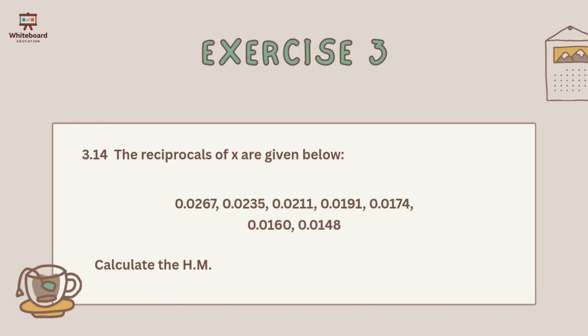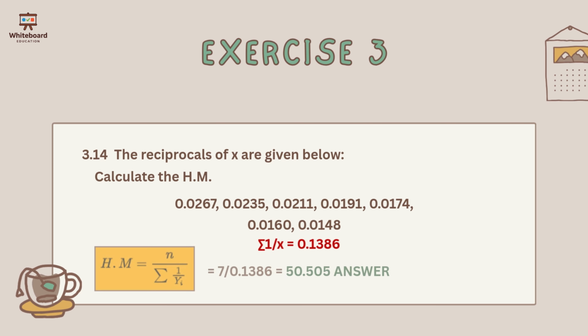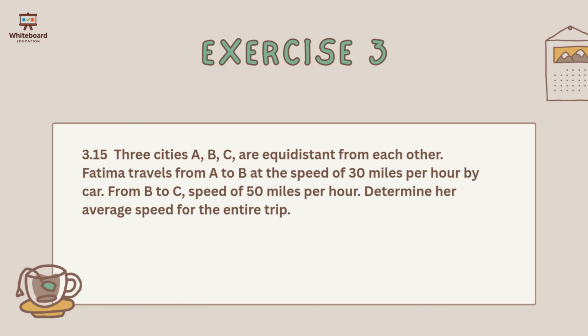Next is question 3.14. It's exactly the same as 3.13. Here we just need to calculate the harmonic mean, and we already have the reciprocals of the values of x. Take the summation of all the data, that is 0.1386. Use the HM formula and place in the values. There are 7 total values divided by summation 1 over x, 0.1386. That results in 50.505.